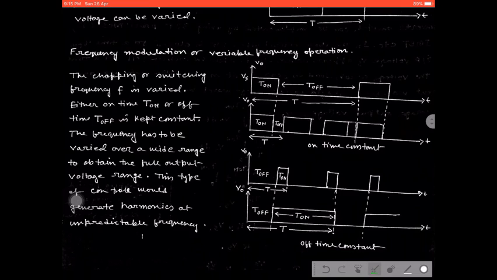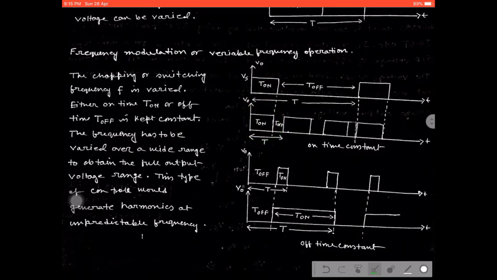So what happened? See the first output voltage V out, where this is the on time and this is, suppose, the off time, and this is the frequency, that is f equal to 1 by T. And we are changing the triggering pulse to the switch during the chopping operation. That means keeping the on time constant, we can change the off time here and here. In the first case, the off time was this much. In this case, the off time is this one. That means keeping the on time constant, we are changing the off time.